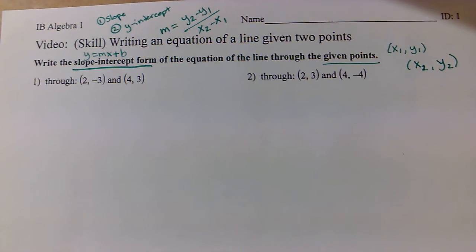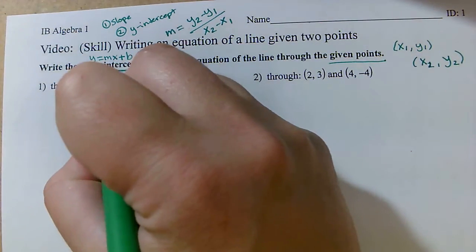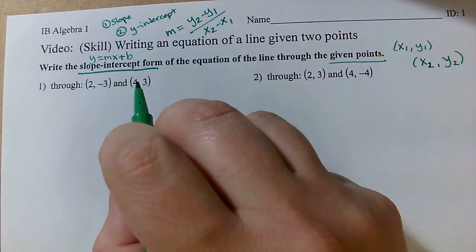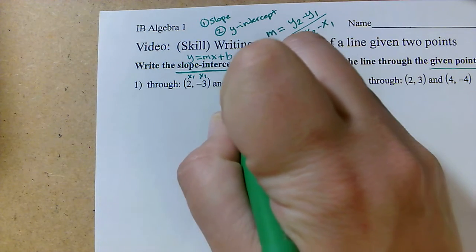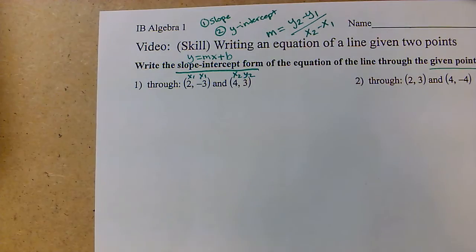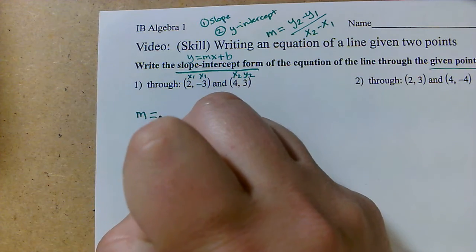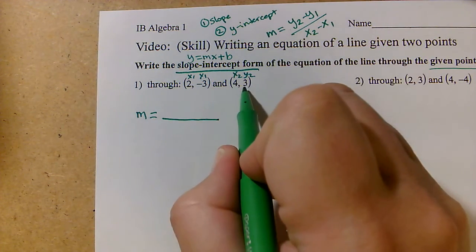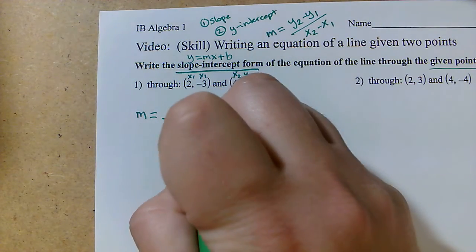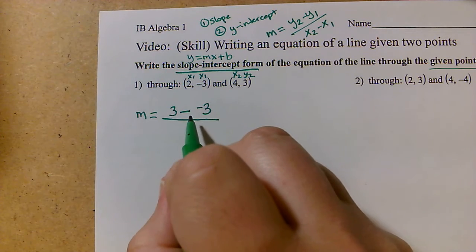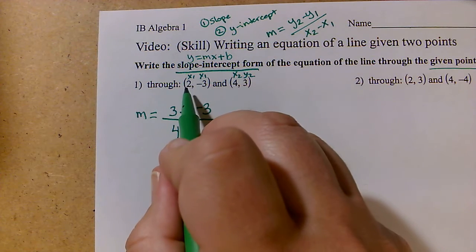Okay, so let's start the first example here. We're going to be going through the points (2, -3) and (4, 3). So in order to do that, we're going to first label these x1 and y1, x2 and y2. And the first thing we're going to need is our slope, so we're going to start by calculating our slope. Using that formula that we wrote at the top, m is going to equal y2, which is 3, minus y1, which is -3. So we're going to get 3 minus -3. In the denominator, we're going to do x2, which is 4, minus x1, which is 2.